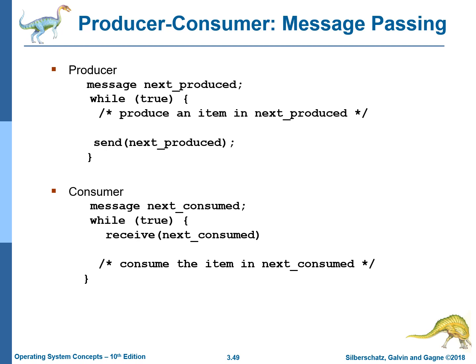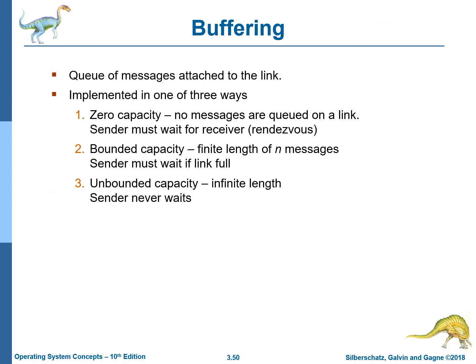Producer-consumer message passing. This is what it looks like for producer and consumer. Buffering: a queue of messages attached to the link. It is implemented in one of three ways. Zero capacity: no messages are queued on a link, and the sender must wait for the receiver.